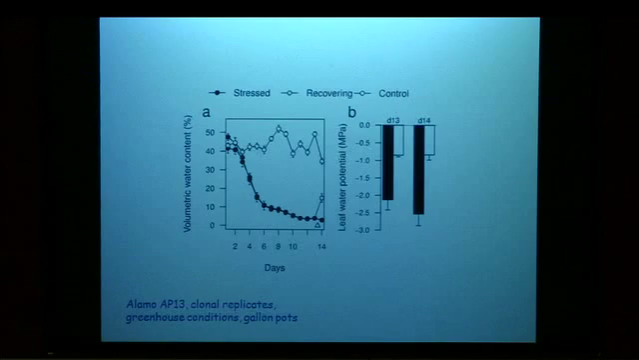So we've completed one drought stress experiment as a pilot that I'll walk through. Am I doing OK on time?